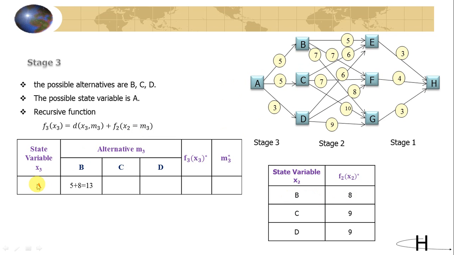Similarly, the salesman wants to travel from A to C and C to H. With the help of the recursive function, the time required is d of x3, which is 5 plus f2 of x2 for C, which is 9. So 5 plus 9 is 14. Similarly, A to D and D to H: the time required is A to D, which is 3, plus f2 of x2 for D, which is 9. So 3 plus 9 is 12. So amongst these three values 13, 14 and 12, 12 is the minimum, which is called the stage decision with respect to alternative D. So in this way stage 3 is completed.